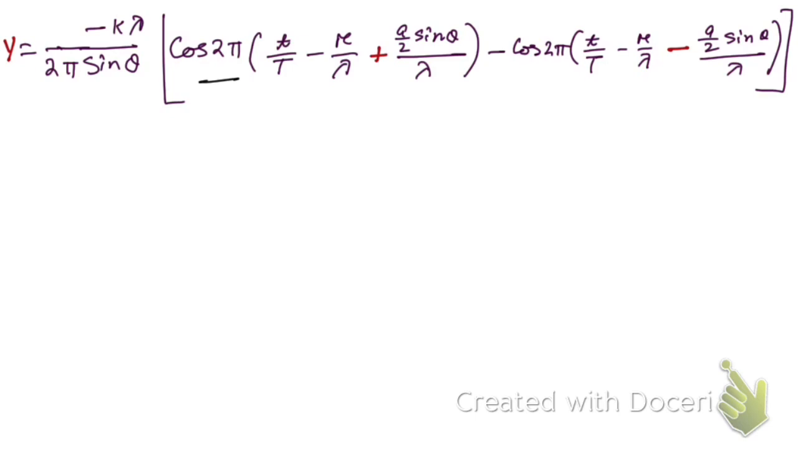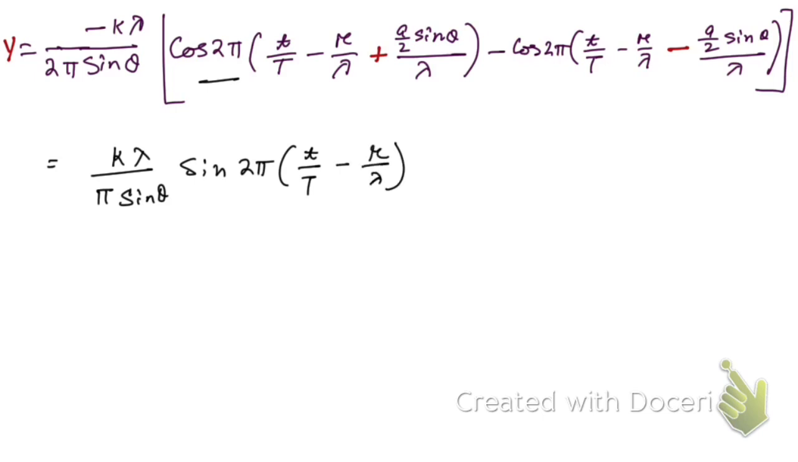Let me write here. That's gonna be equal to k pi. These 2 will be cancelled with the 2 that appears after applying that identity. Here we're gonna get pi sine theta sine 2 pi (t by capital T minus r by lambda), and sine (pi a sine theta by lambda), right? This is what we have got.